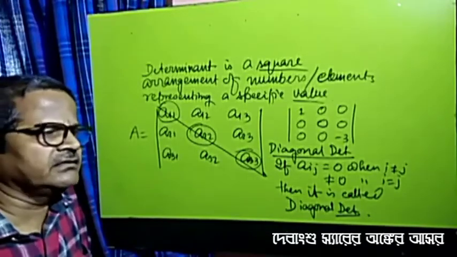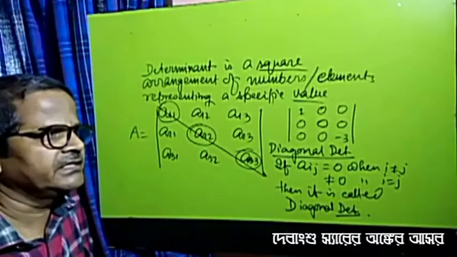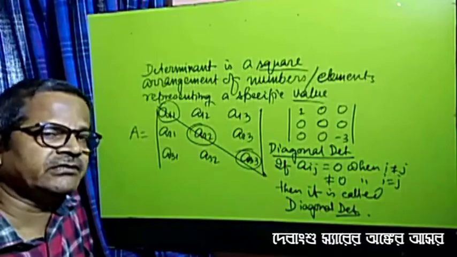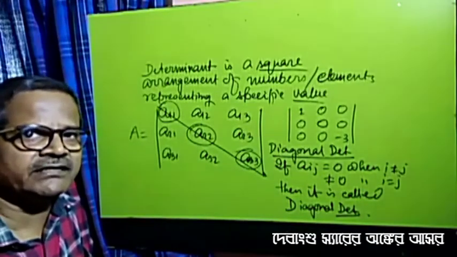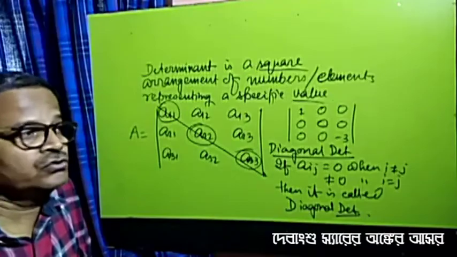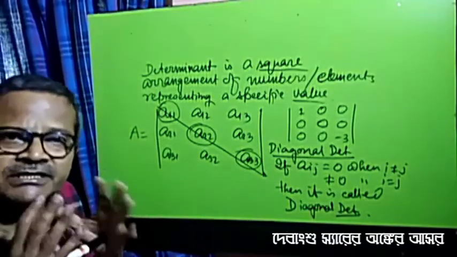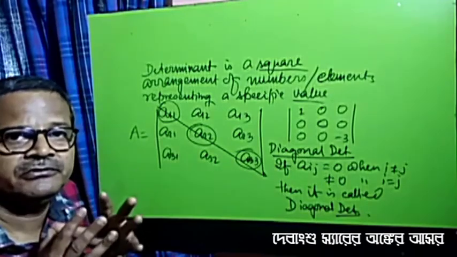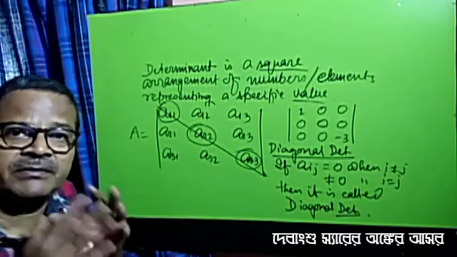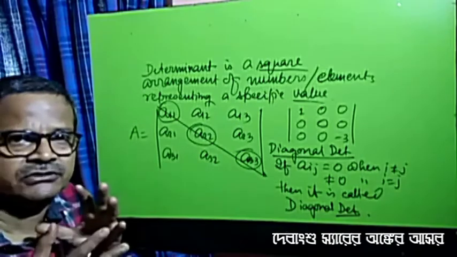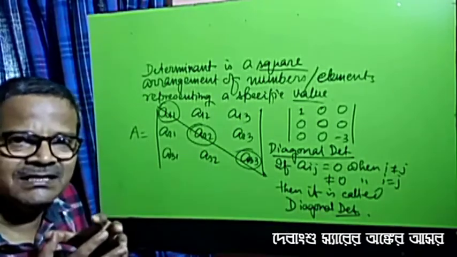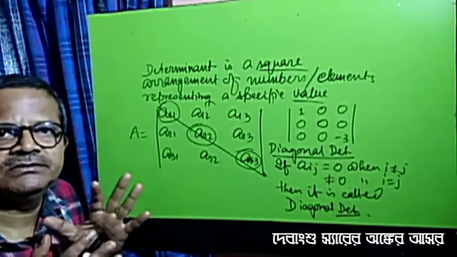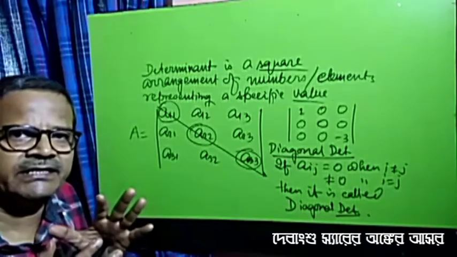So this is not a diagonal determinant, no more, because one diagonal element is also 0. To be called a diagonal determinant, all the diagonal elements must be non-zero. They may be positive, they may be negative, but they are non-zero. But other elements, except the diagonal elements, must be 0. This is called a diagonal determinant.